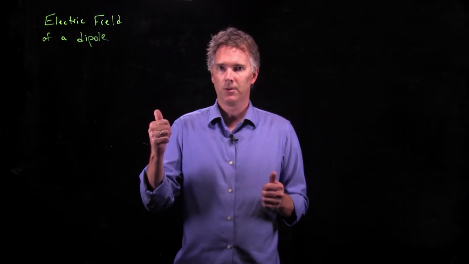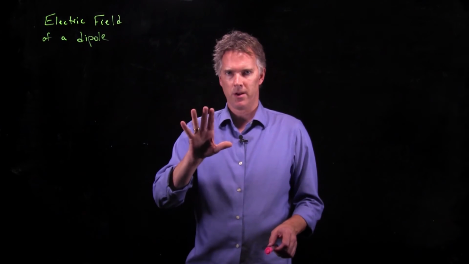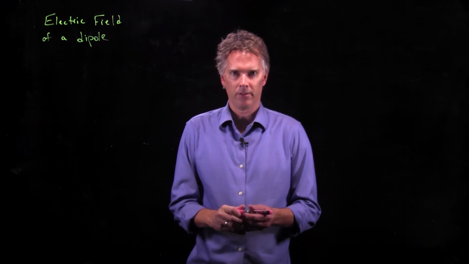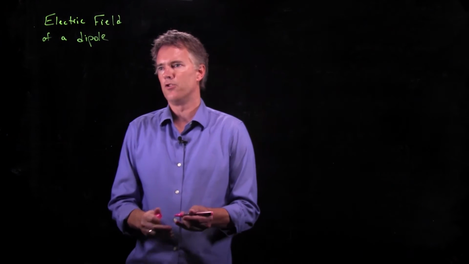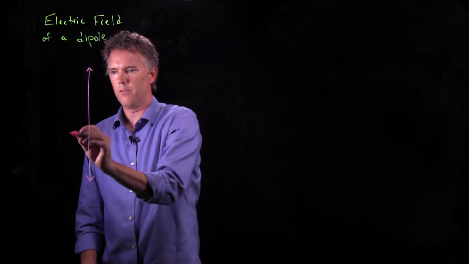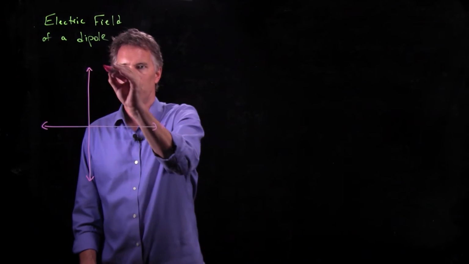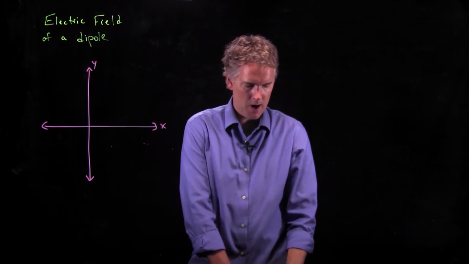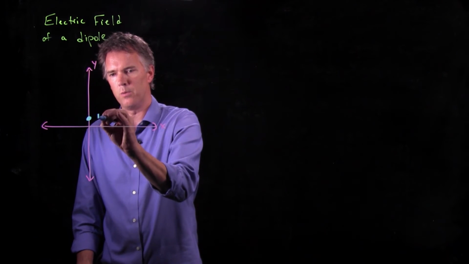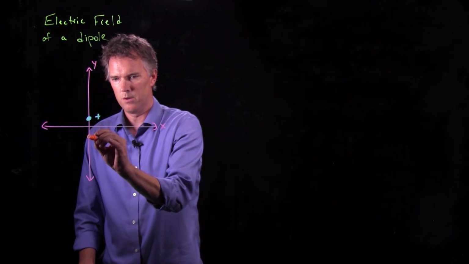Let's talk about the electric field of a dipole, and let's see if we can figure out what it is in general. Before we looked at what it is on the y-axis or the x-axis, but let's say we want to look at it in general. So here's my coordinate system, x and y, and let's draw our dipole. And just like before, we had positive charge was blue and negative charge was orange.